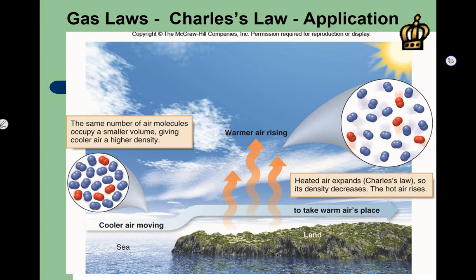Charles' law application is more of a weather application, but that does affect asthmatics and others because of how dense the air can be. Cooler air is slower moving and has a higher density. So as you breathe in colder air, you're actually getting more oxygen in the same volume of air. As it is heated, it expands, it rises, and it becomes farther apart.